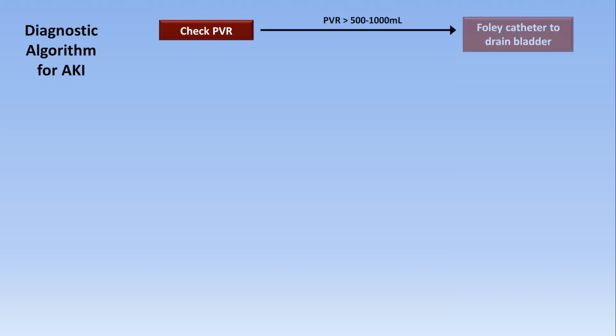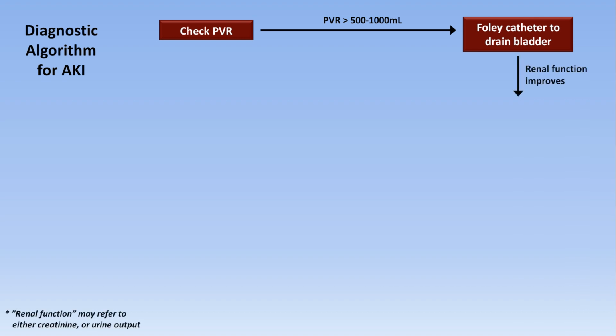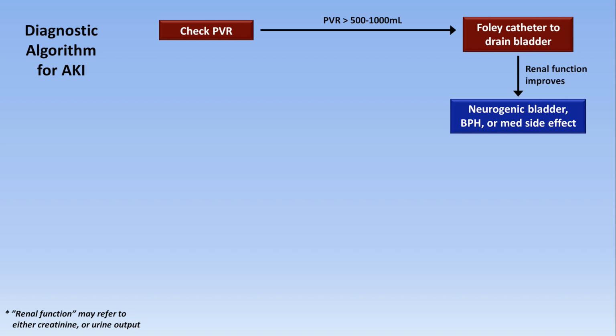After identifying a patient as having AKI, the first step is to check a PVR to look for urinary obstruction. Regardless of history or exam, if the PVR is greater than 500 to 1000, place a Foley catheter to drain the bladder. At that point, watch urine output and recheck the BUN and creatinine in 8 to 12 hours. If renal function improves, you're likely dealing with a neurogenic bladder, BPH, or side effect of an anticholinergic or opiate medication that you've just temporarily addressed with the catheter.